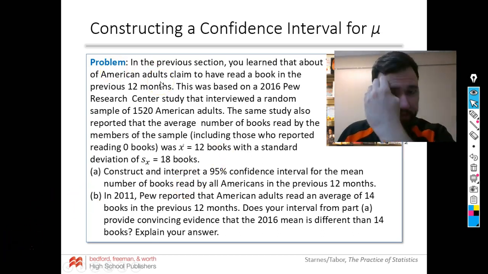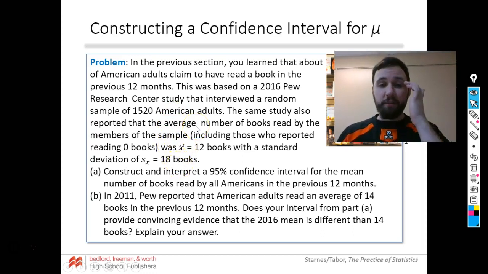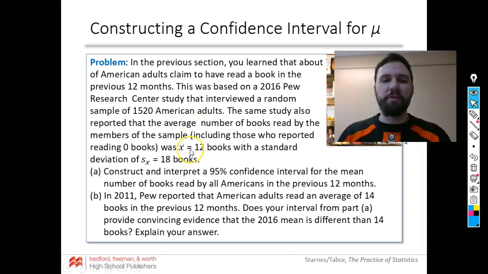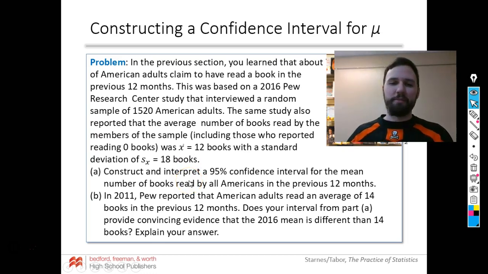So, they're taking a random sample of 1,520 people, and they're finding out the average number of books read. In their sample, they found the mean was 12 books, and the standard deviation was 18 books. So now we need to make a 95% confidence interval based on that information.